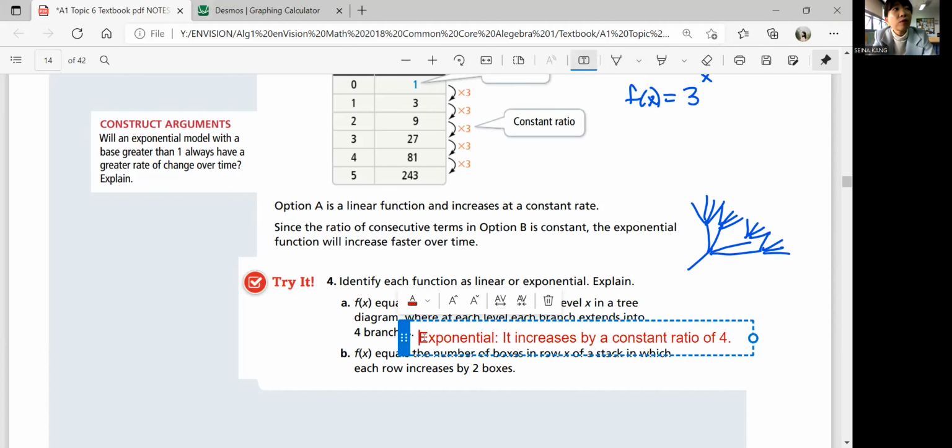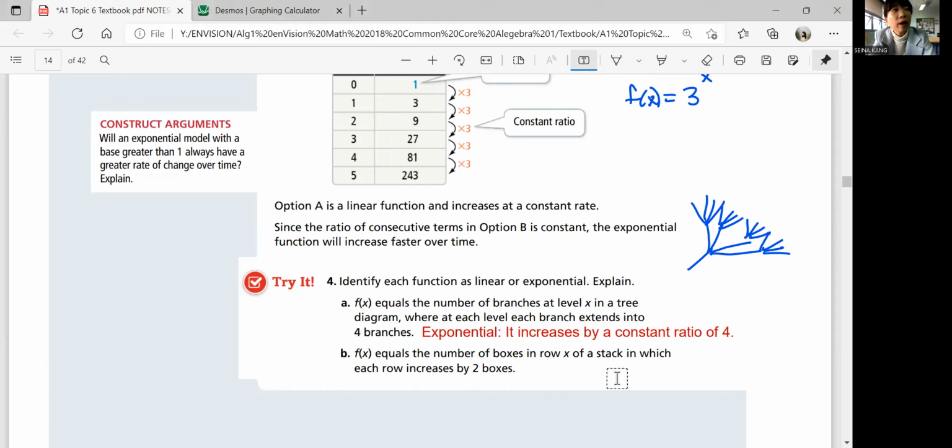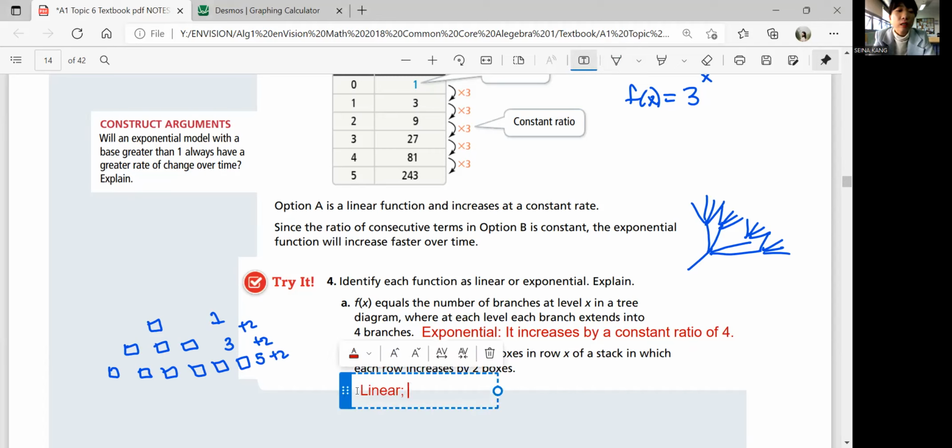What about B? F of x equals the number of boxes in row x of a stack in which each row increases by 2 boxes. So first row 0, I guess you have a box. And then every row you increase by 2 boxes. Right? So if you start with 1, second row, you get 3 boxes. Third row, you get 5 boxes. You add 2 every time. So this is not a constant ratio. It's a constant value. It increases by addition, right? So this is not exponential. It is linear.